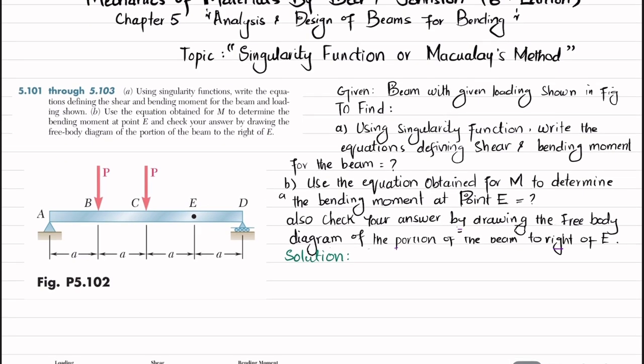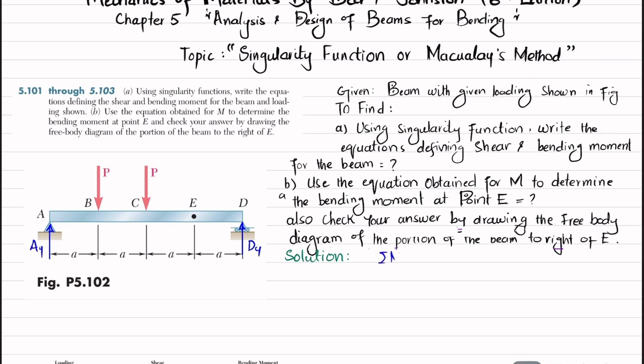So the first step is that if you remove this pin support at point A, you will have a vertical reaction, let this be AY, and if you remove this roller support, you will have a reaction force which is known as DY. We will find this AY and DY by using equations of equilibrium.